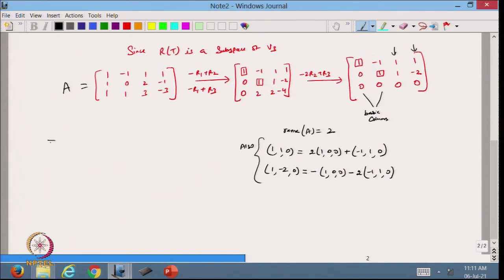So, from here I can find that the set 1 1 1, the first and the next one -1 0 1, they span the whole R3 and they are linearly independent. So, from here I can say that the rank of my linear transformation is 2. Now I want to find the nullity.